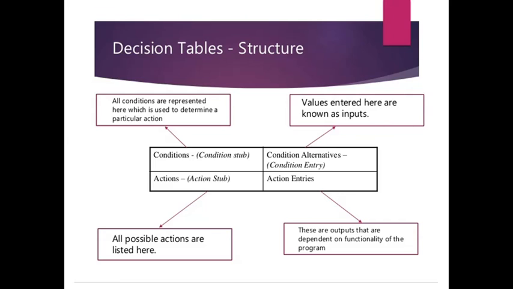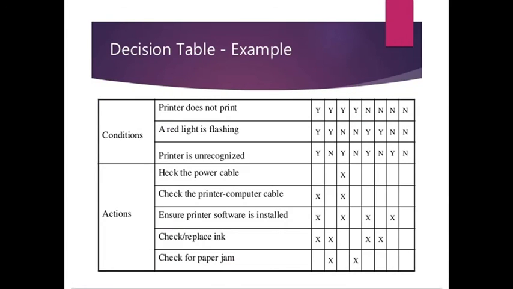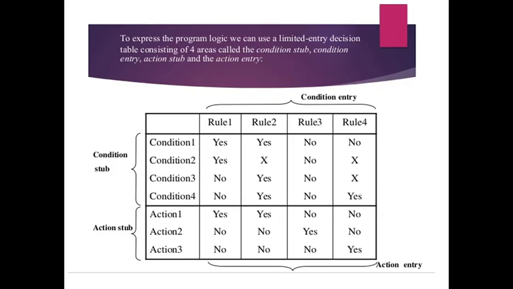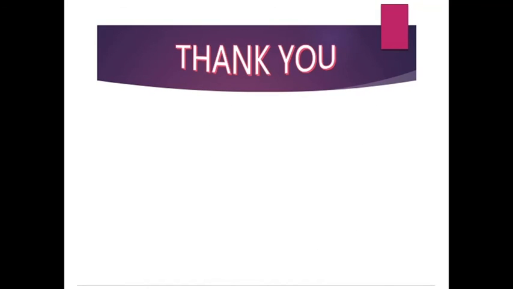In condition entry, we know the inputs, and the action entry provides outputs according to their inputs. It is the example of decision table in which we provide conditions and their corresponding actions which we want to perform. That is condition stub and action stub. And that's all about decision table.